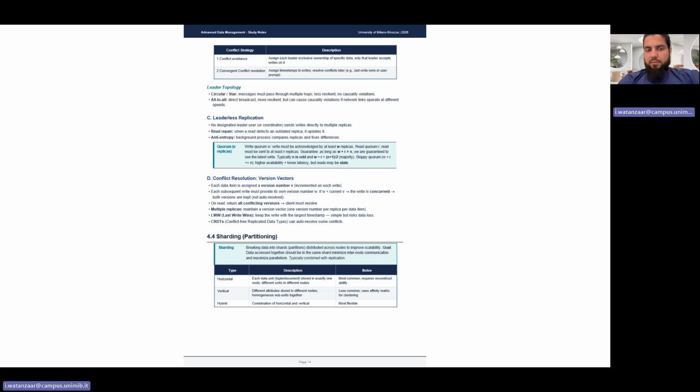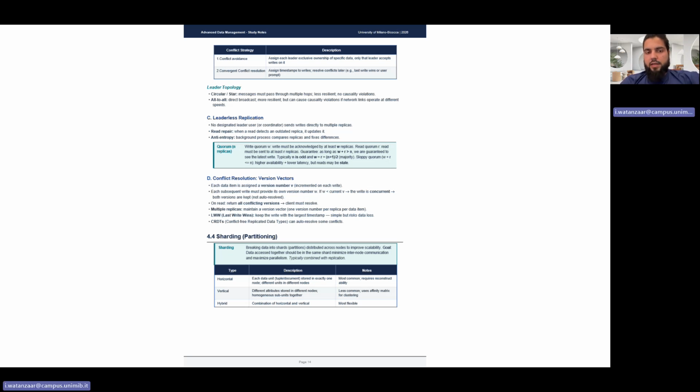So we have three main approaches for sharding. The first one is horizontal. Each data unit, tuple, or document is stored in exactly one node. This is called horizontal sharding. Different units in different nodes.